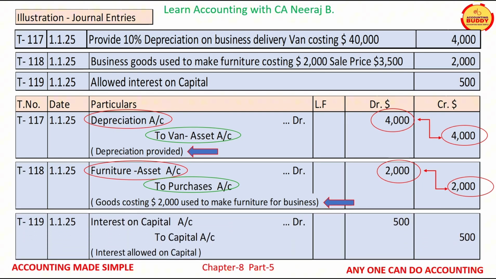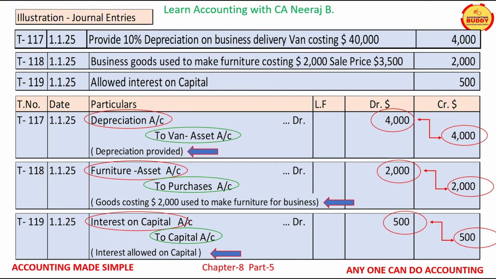The two accounts affected by this transaction are interest on capital account and capital account. Interest on capital account is an expense account, and as per expense account rule, debit expenses when it increases. The interest on capital is added to the capital account. As per capital account rule, credit capital account when it increases. Therefore, this transaction is passed for $500 by debiting interest on capital account and crediting capital account with proper narration for the entry.